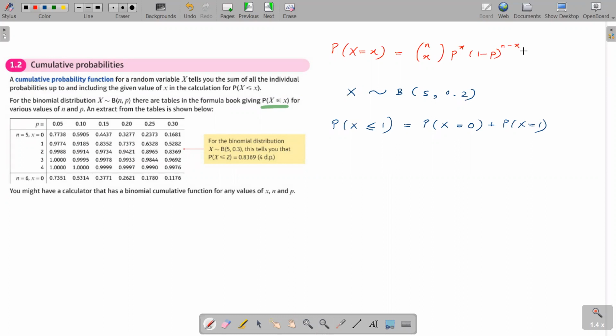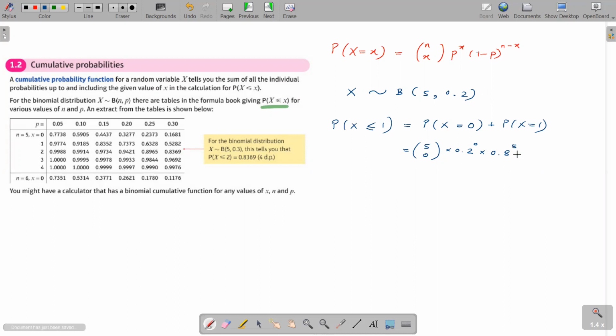Do you recall this equation? Shall we use this equation twice to find this? Let's find the value. When X is 0, the n value is 5. So 5C0, probability of success 0.2 to the power X, X is 0, times 1 minus p, which is 0.8, the probability of failure, to the power n minus X, 5 minus 0, that's 5.